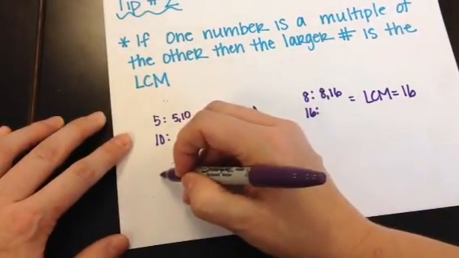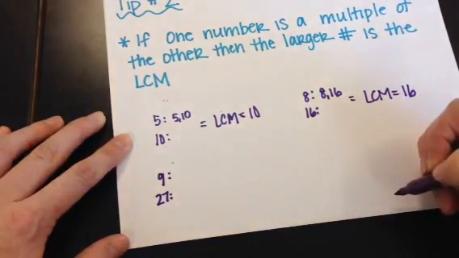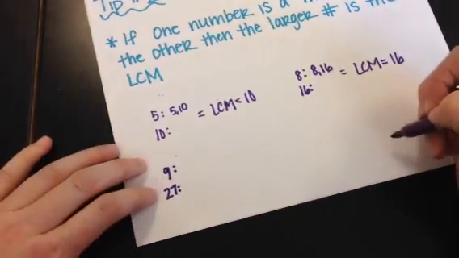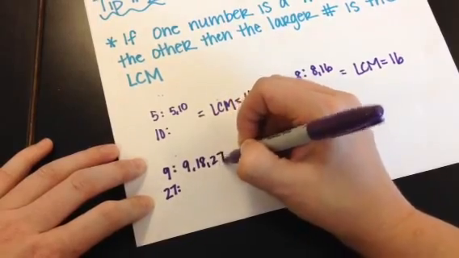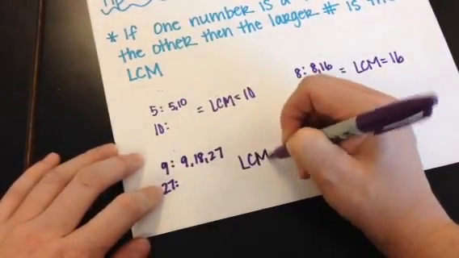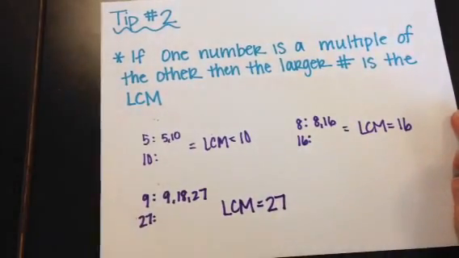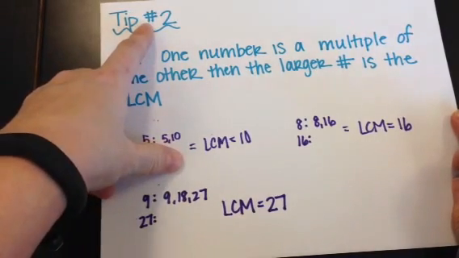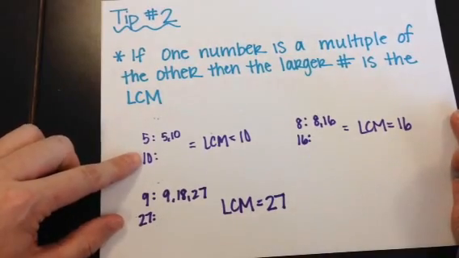If we did 9 and 27, 27 is a multiple of 9, because 9, 18, 27, then 27 must be the least common multiple. So first we're going to go through and check if the numbers are consecutive. We can multiply them together to find the least common multiple. If they're not consecutive, move on to tip 2. If one is the multiple of the other, then the larger number is your least common multiple.